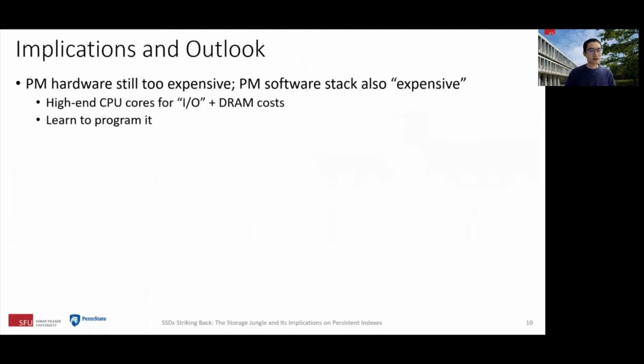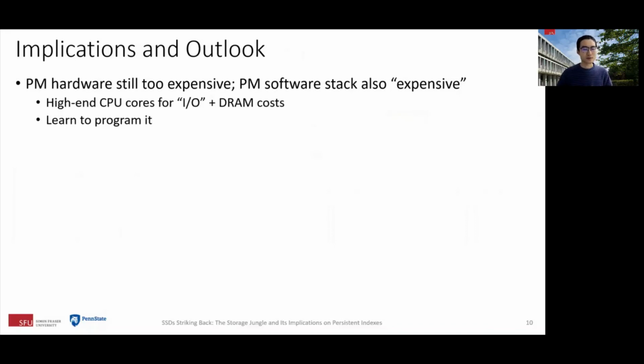So finally, let me summarize with a few implications and then give some outlook. First, PM hardware still is too expensive. Especially we have to add high-end CPU cores for I/O, or quote-unquote I/O here, meaning data movement. And also we have to over-provision a lot of DRAM in this case.